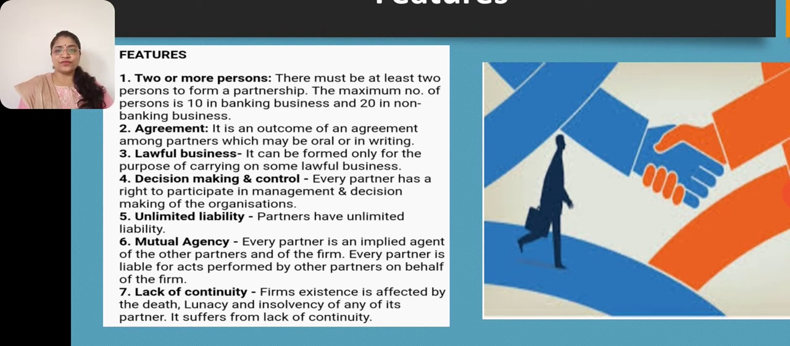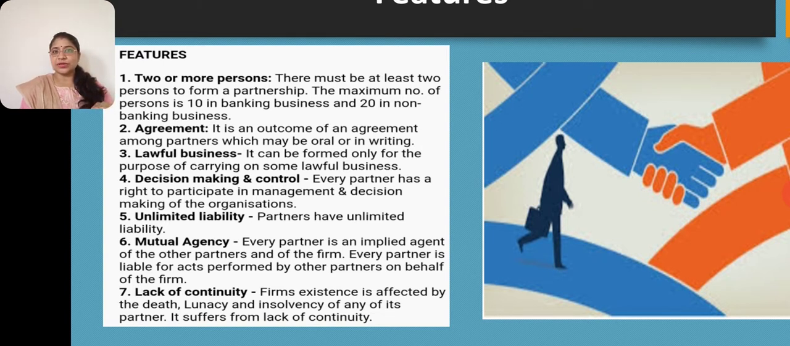Next comes lack of continuity. Here we say partnership may not be a stable one. Why? Because it gets affected due to the death of any of the members. Suppose there are 4 partners and there is a death of one partner, the remaining 3 have to wind up the partnership, and if there is a mutual agreement between the 3 of them, they have to make a new agreement and start a partnership. And in case of lunacy, that means his mental state is not correct.